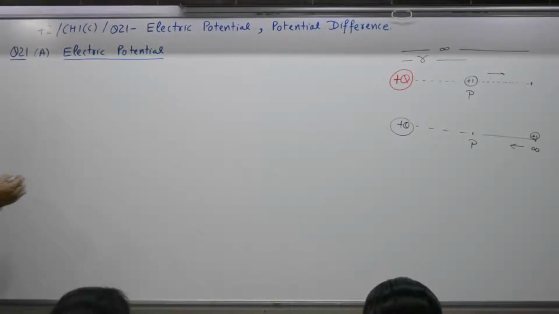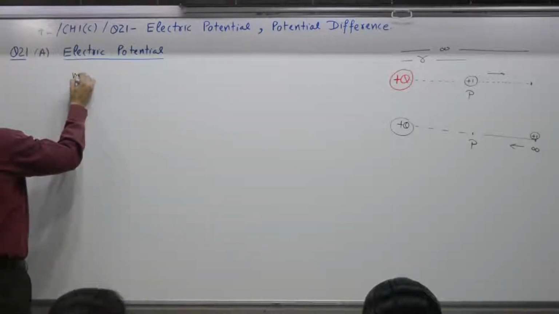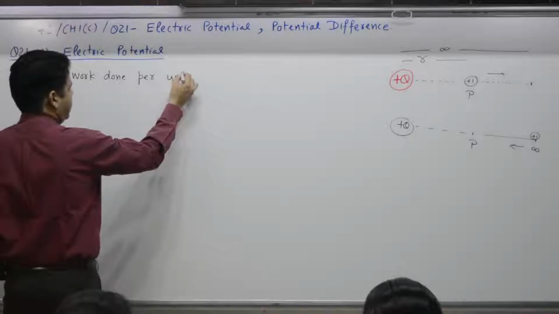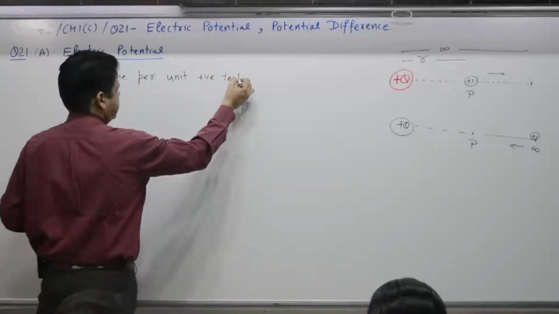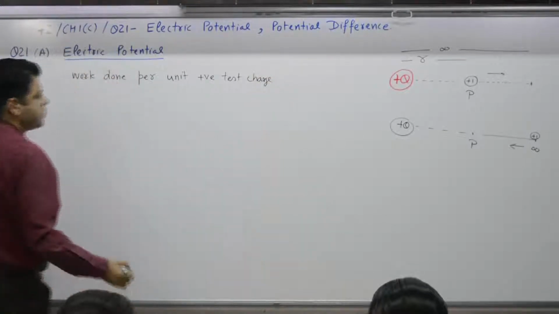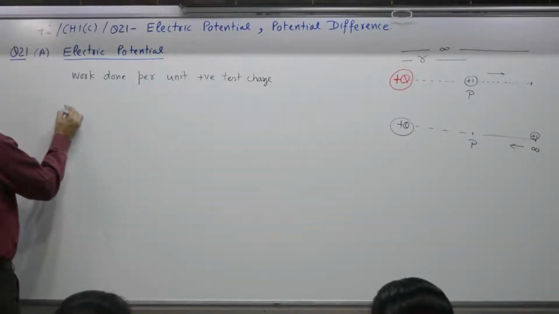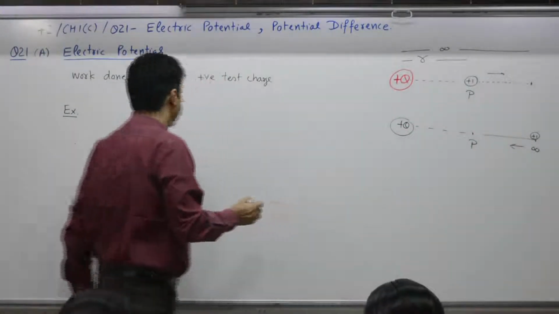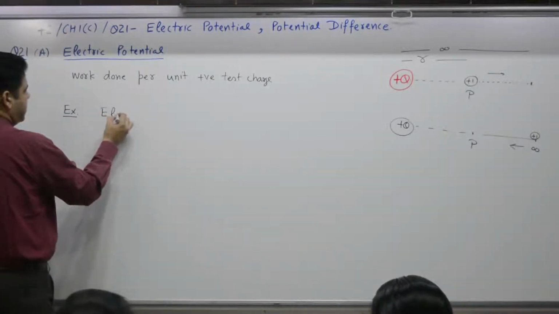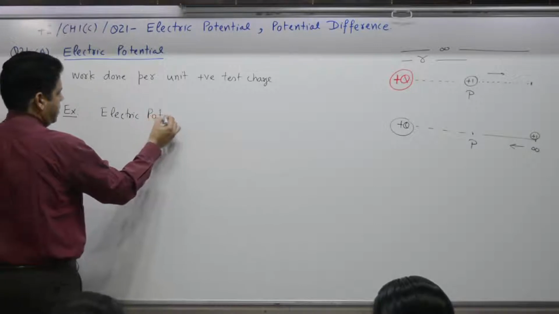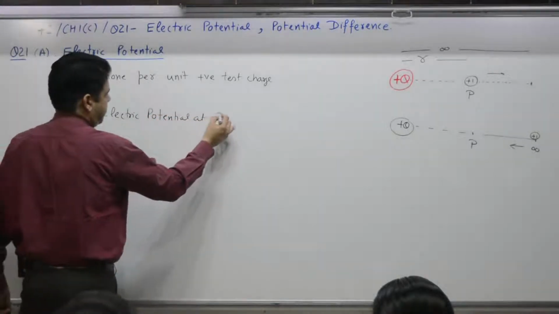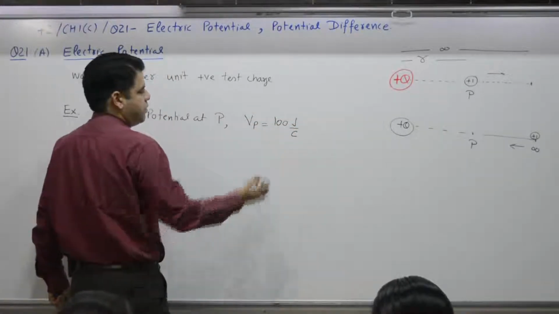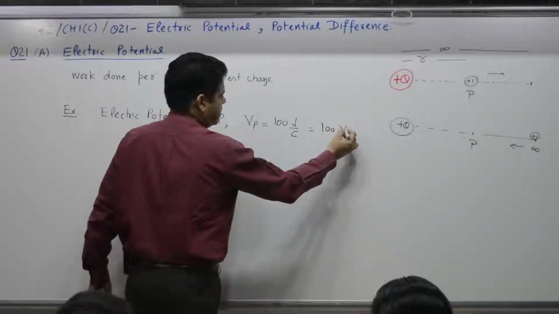Example. So what is electric potential? Work done per unit positive test charge. Value is small. This is 1. As an example, if this charge moves from P to infinity and the work done is 100 joule, then electric potential at P, Vp, is equal to 100 joule per coulomb. This joule per coulomb we will take as volt.